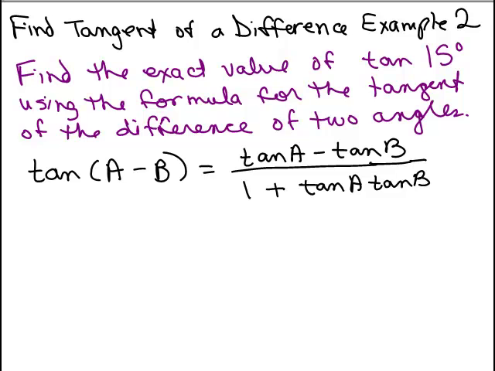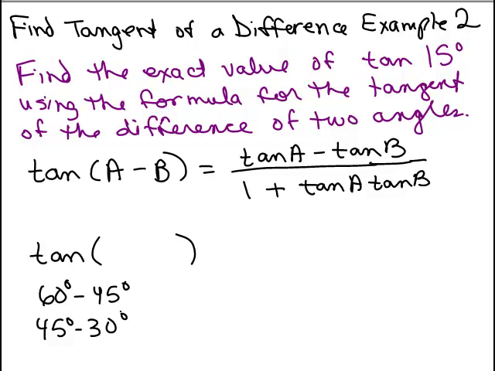So we don't have this written as a difference, so you have to think of what two special angles, what two numbers that are special angles, could you subtract to equal 15? There are two possibilities that come to mind: 60 degrees minus 45 degrees equals 15, or 45 degrees minus 30 degrees equals 15. Those are two natural ones that you might use. Let's go ahead and use 60 degrees minus 45 degrees, but you'll get the same answer in the end if you do 45 degrees minus 30 degrees.